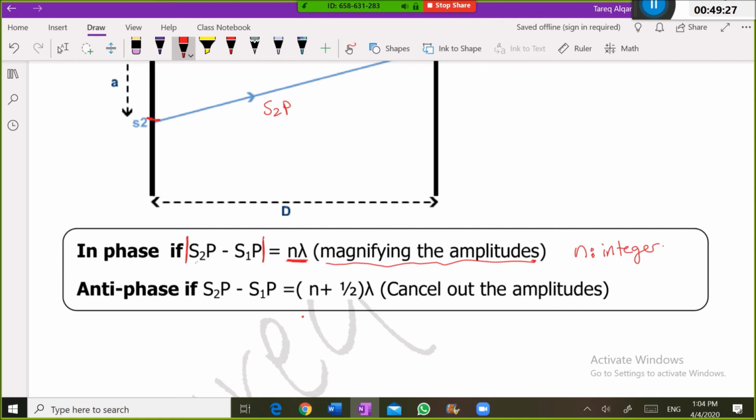If the path difference is n plus half lambda, what does n plus half lambda mean? An odd integer over 2. If I divide the actual path difference, which I measured by ruler, over the wavelength and it gives me an odd integer over 2, what does that mean? It means 1 over 2, 3 over 2, 5 over 2, 7 over 2. If the path difference gives me these numbers, the waves meet in anti-phase. So eventually what will happen to the amplitudes? They are cancelled out, as we saw here.